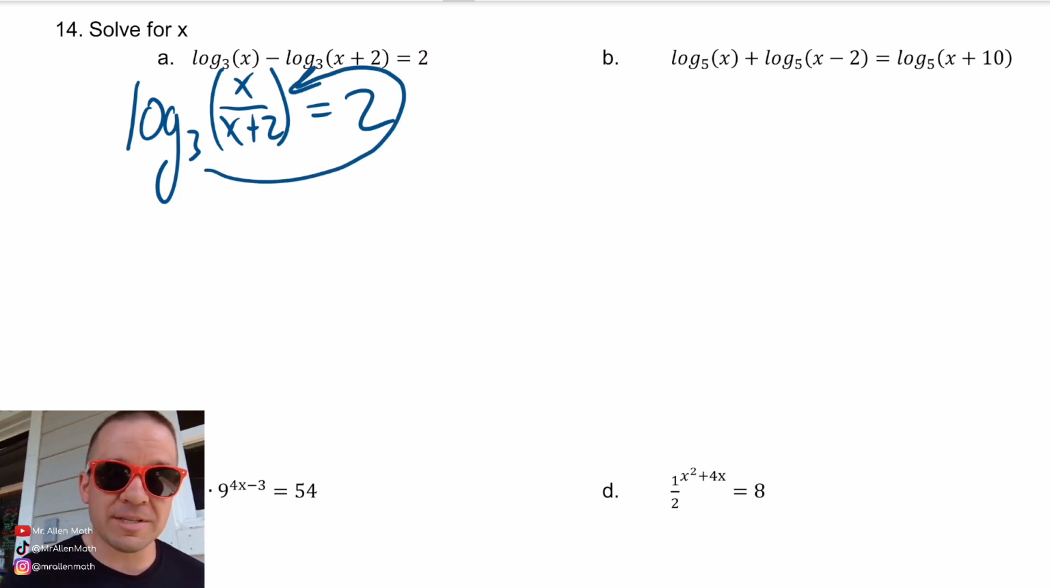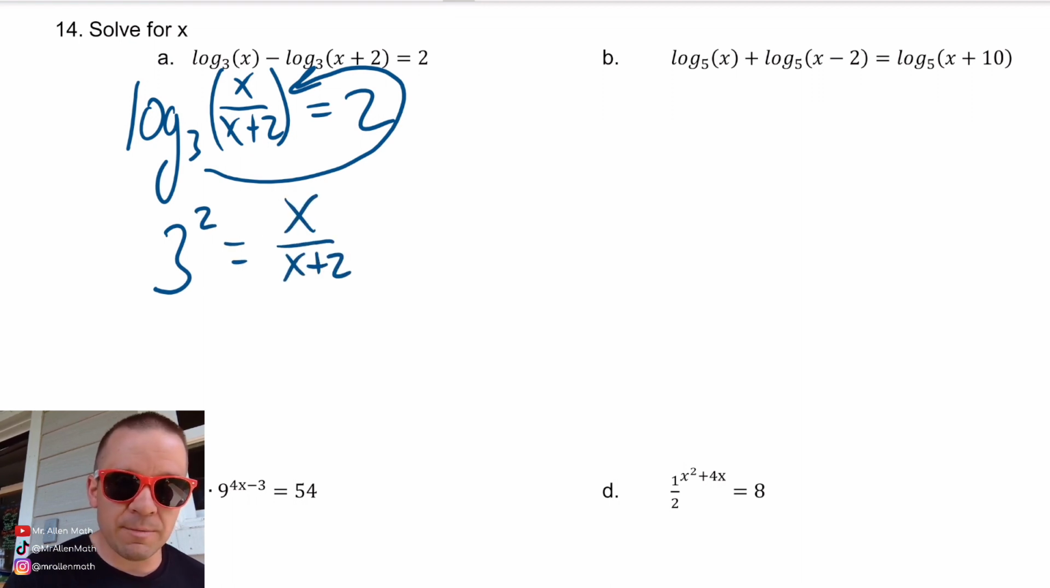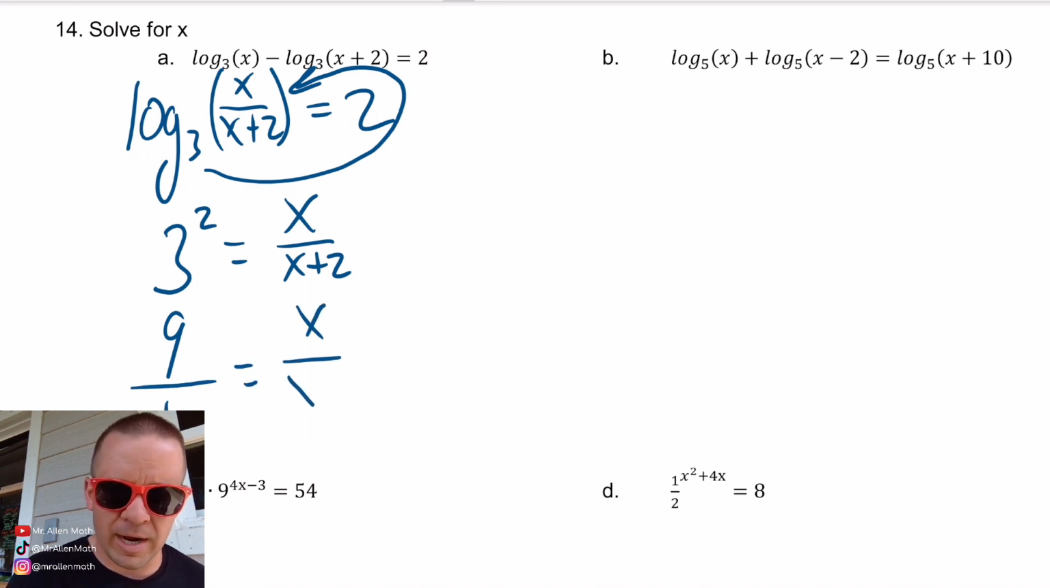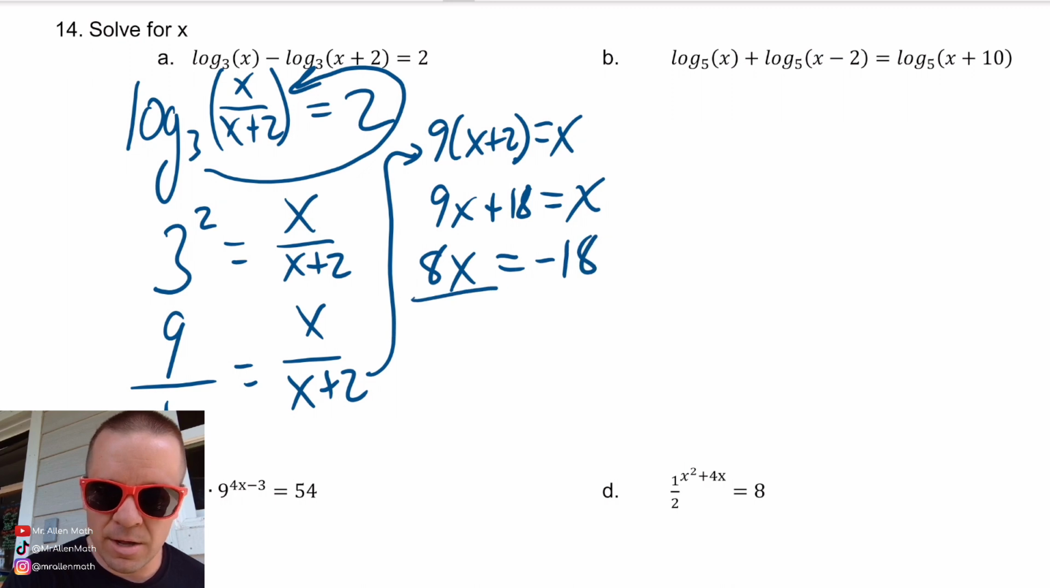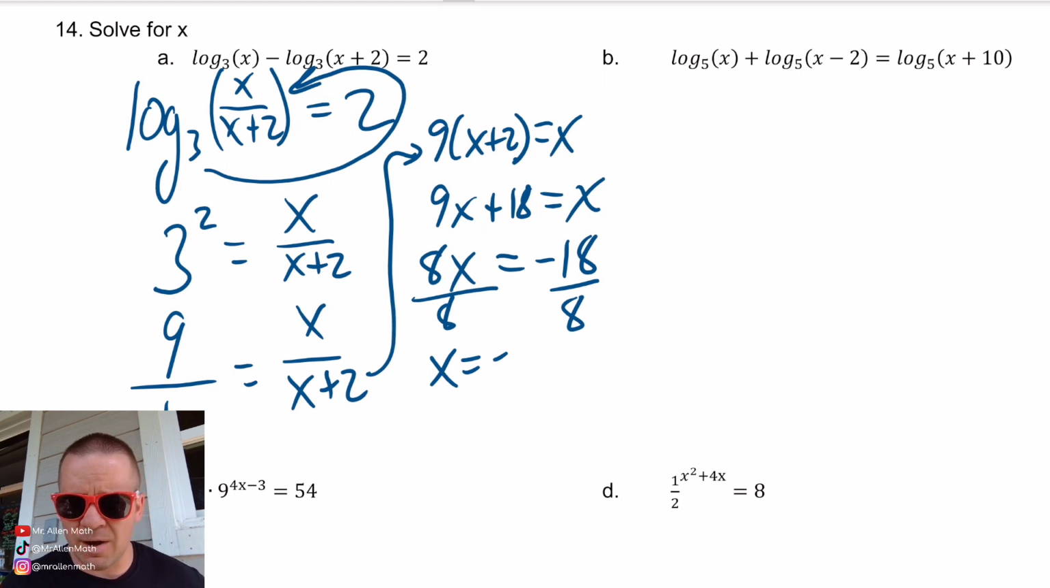Equals 2. Now, 3 to the second power equals x over x plus 2. So that's going to give me 9. And perhaps to make you feel warm and fuzzy, we can do 9 over 1 equals x over x plus 2. And we're just going to cross multiply, right? We get 9 times x plus 2, and then that equals x. So we get 9x plus 18 equals x. So I'll subtract to get 8x equals negative 18. Divide by 8, and I get x equals negative, and we can divide both those by 2, and I get 9 over 4.